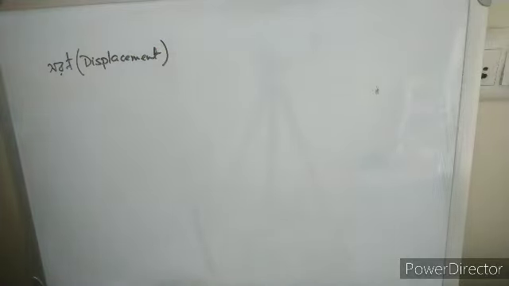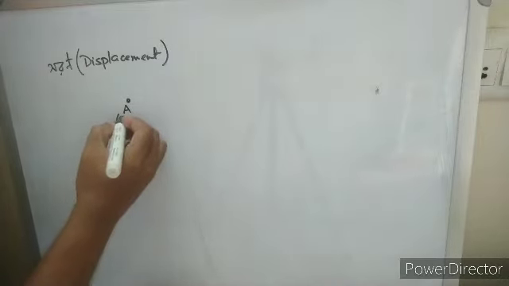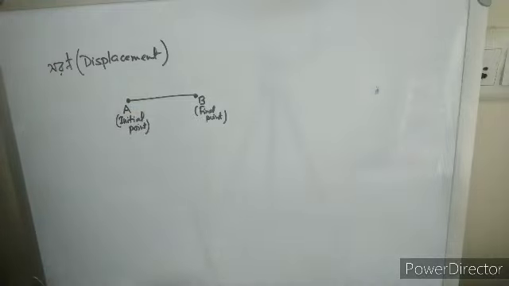So if point A is the initial point of any moving object, and point B is its final point, the shortest distance between them will be the displacement, the measure or value of displacement, and the direction will be from A to B. The particle is moving from A to B.